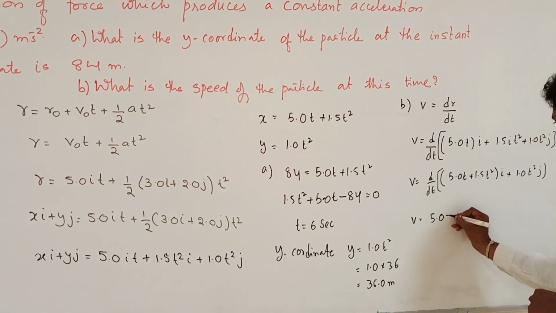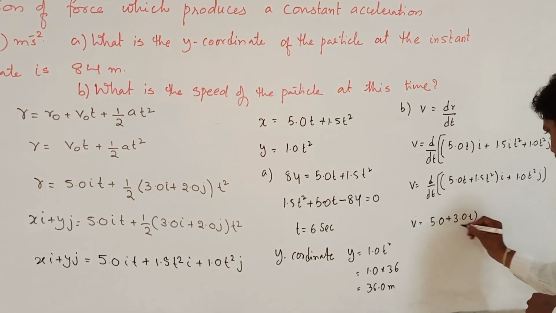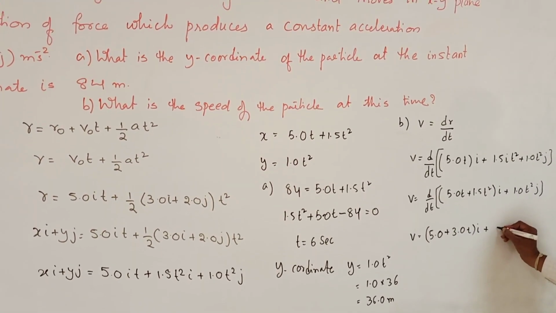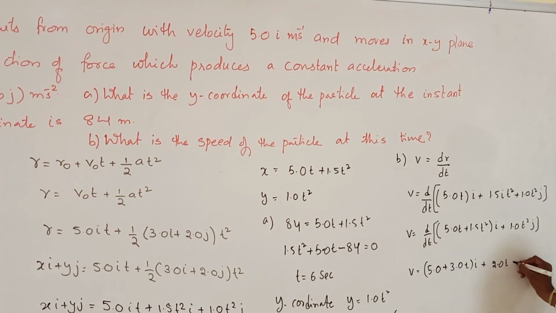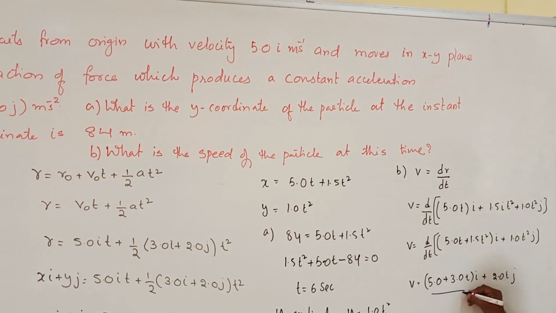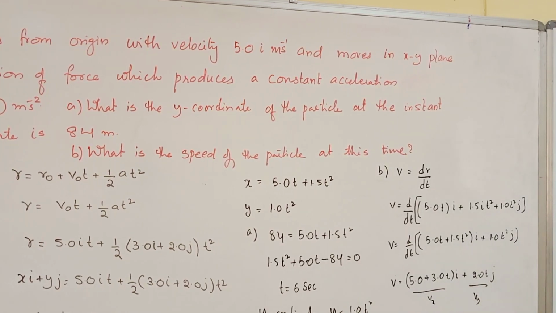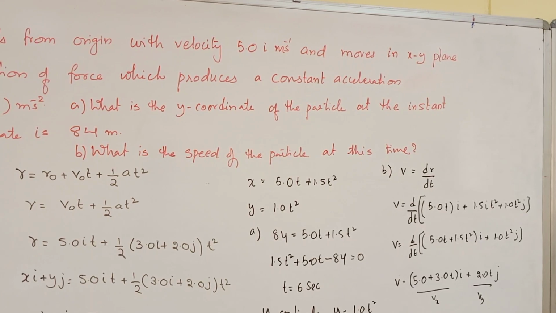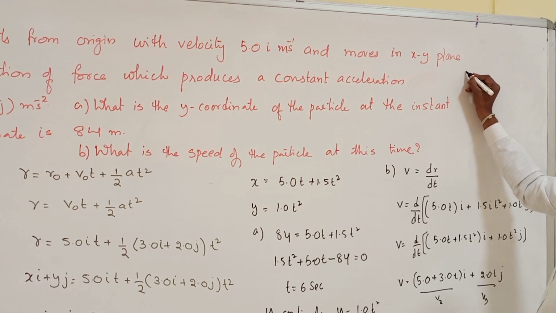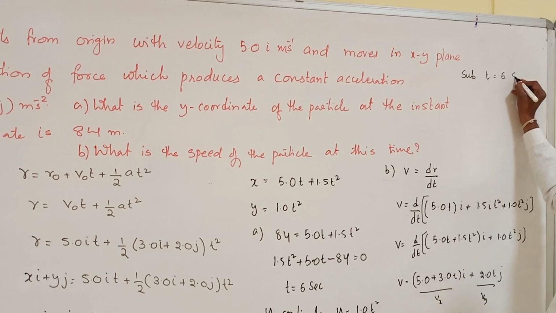So v is equal to (5.0 plus 3.0 t) i plus 2.0 t j. So you can write these as Vx and Vy. Now, what is the speed of the particle at this time? At this time means substitute t is equal to 6 seconds over here.